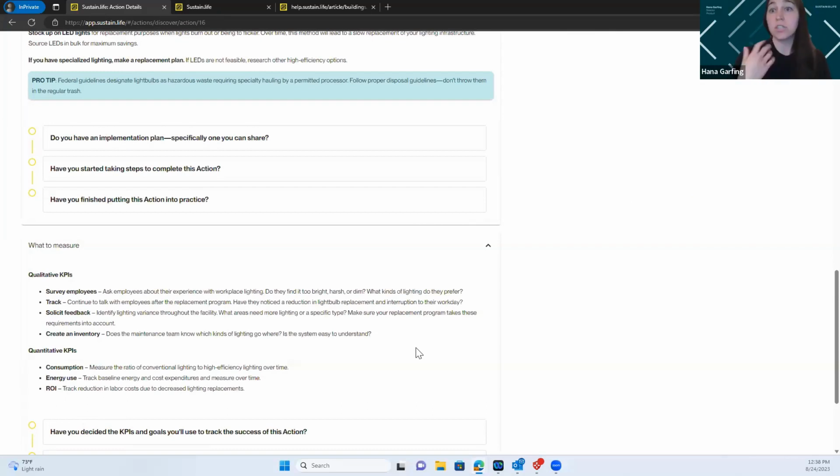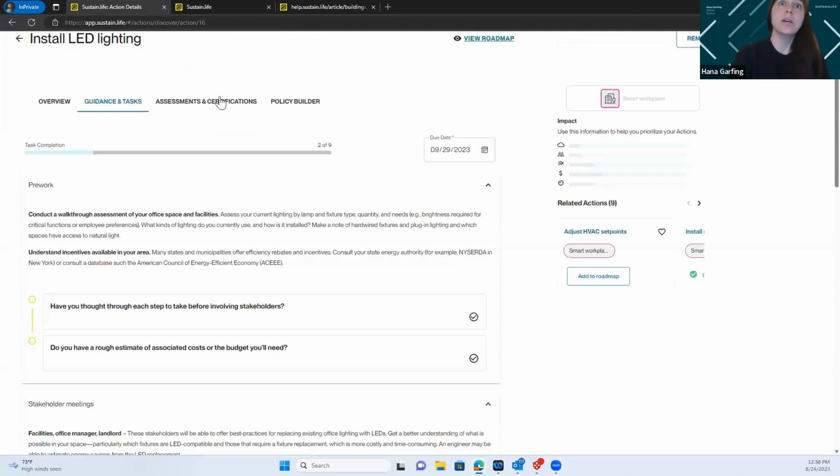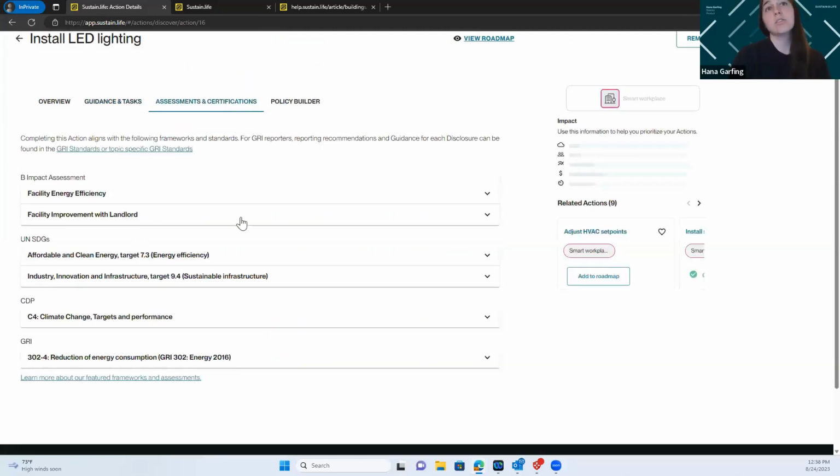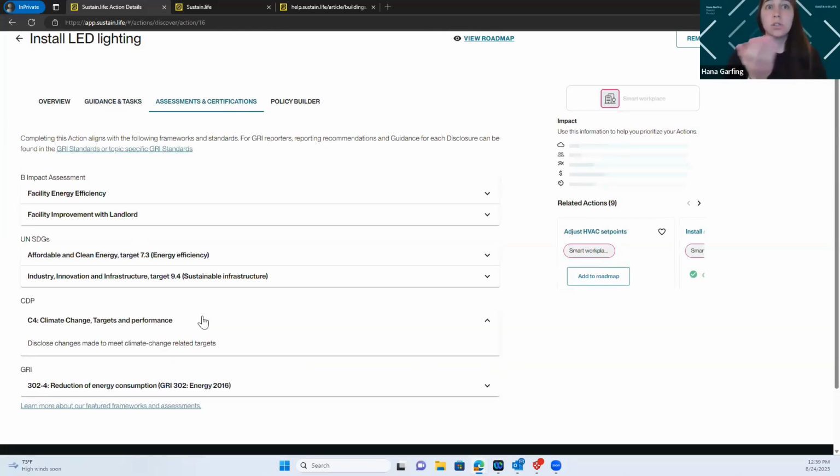We've written hundreds of these, and all of this can additionally be linked to assessments and certifications. So in case you're reporting out to CDP, this is for disclosing changes made to meet climate change related targets. You did this. You can talk about it. You have evidence that you did it.